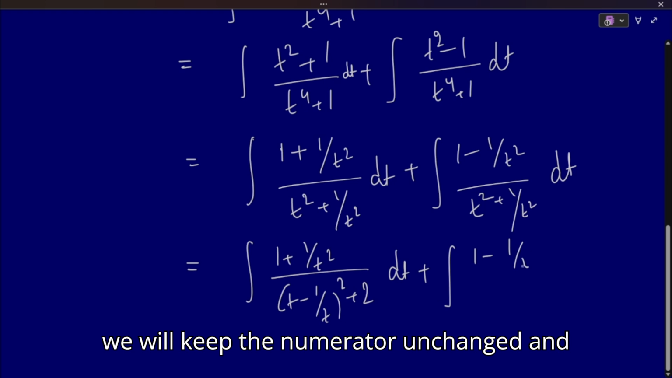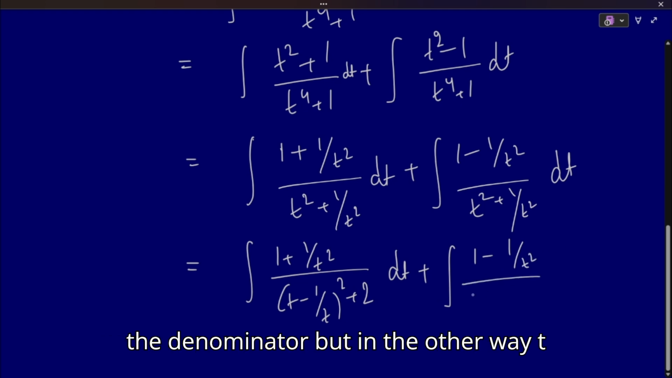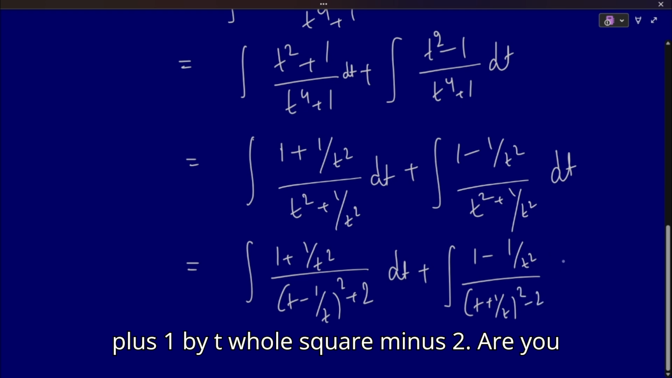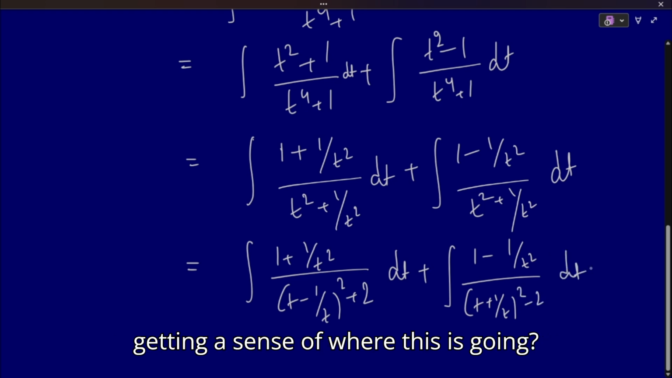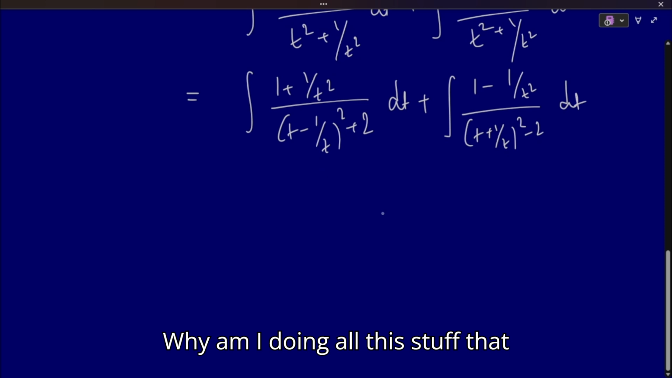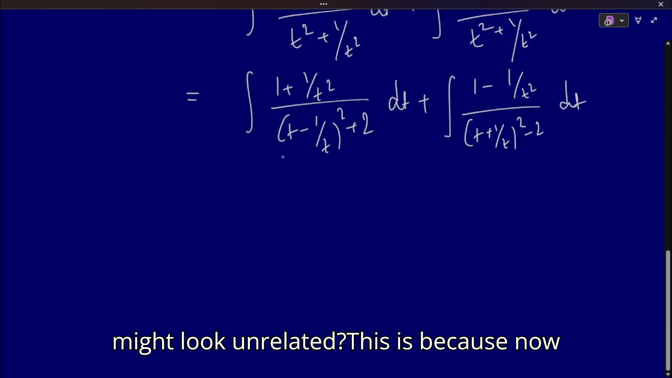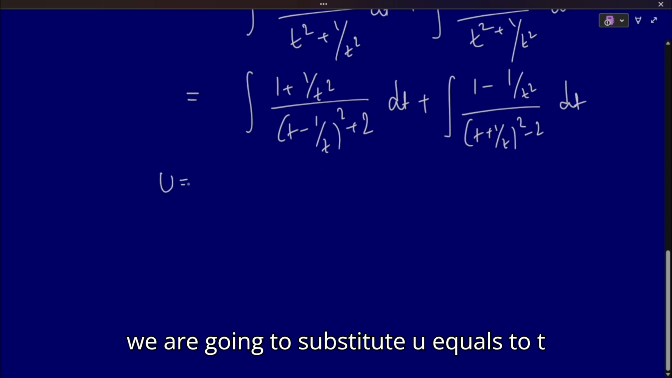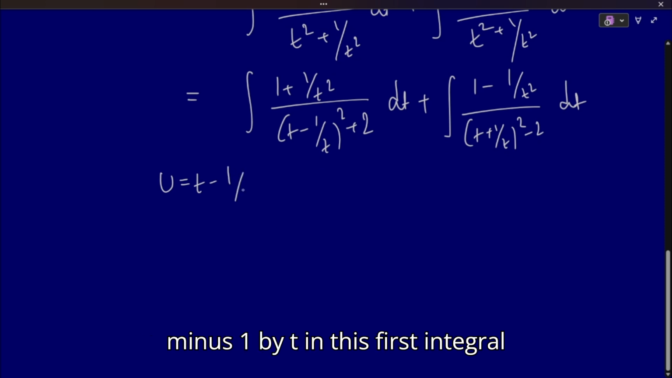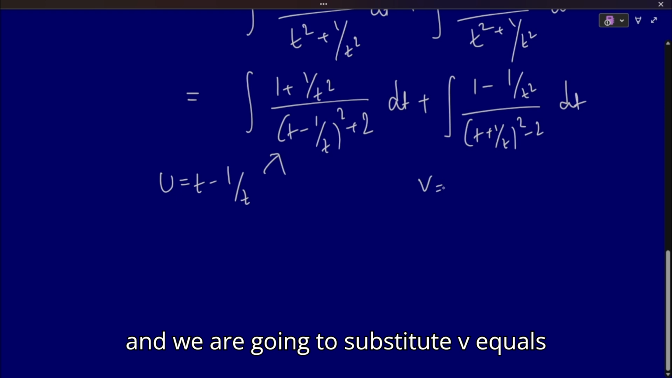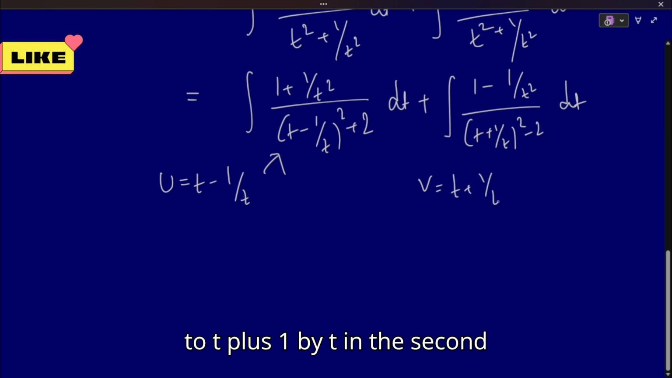Again, we will keep the numerator unchanged, and the denominator, but in the other way, (t plus 1 by t) whole square minus 2. Are you getting a sense of where this is going? Why am I doing all this stuff that might look unrelated? This is because now we are going to substitute u equals t minus 1 by t in this first integral, and we are going to substitute v equals t plus 1 by t in the second integral.